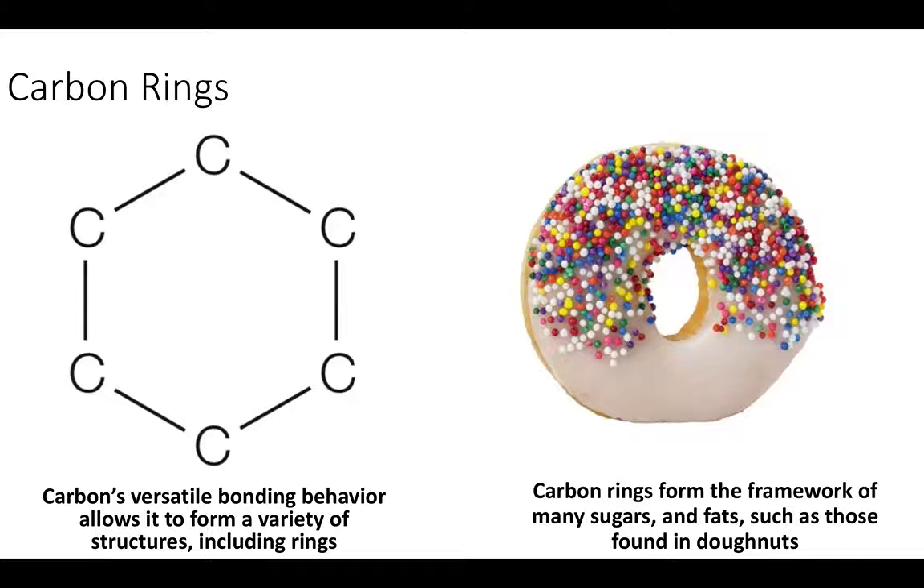These are carbon rings, just one example of the structure that carbon-based molecules can form. So carbon's versatile bonding behavior allows it to form a variety of structures, including rings. Carbon rings form the framework of many sugars and fats, such as those found in donuts.